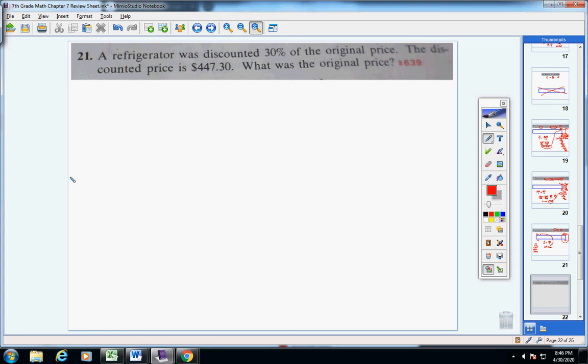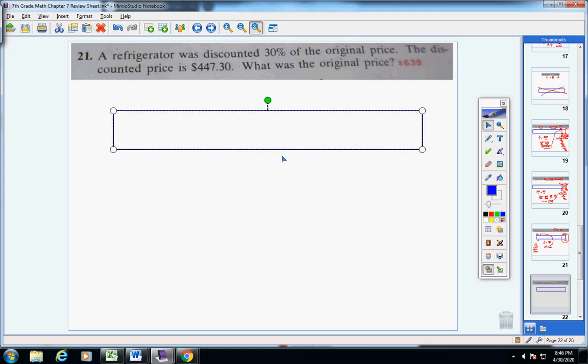So here we go. First of all, guys, it always helps to find that 100%. Remember, when it comes to increases and decreases, the original number is always going to be your 100%. So before this refrigerator was discounted, that was the original price, and so that's going to be your 100%. Your 100% is your original price.